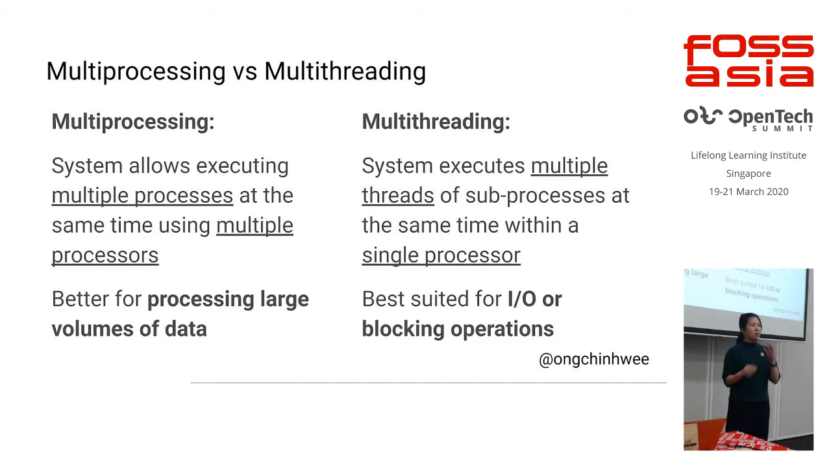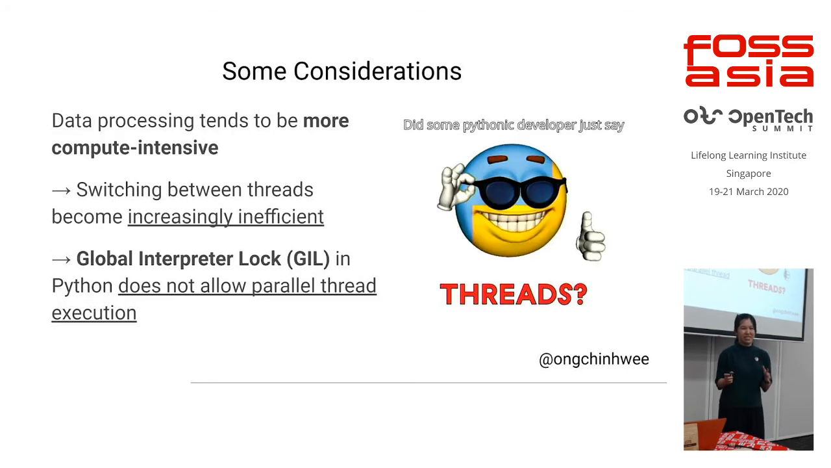Because of the nature of how multi-threading is, multi-threading is best suited for I/O or blocking operations. While if you're trying to process large volumes of data or computationally heavy stuff, it's a better idea to use multiple processors rather than multiple threads. Why is it the case?